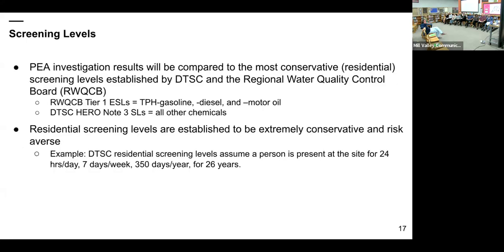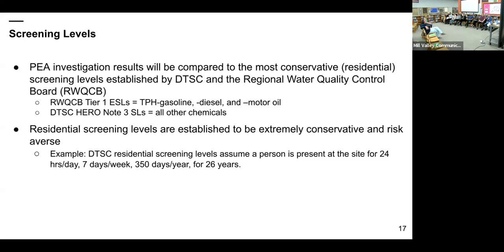And with these sampling results, the concentrations we get, these results will be compared to the most conservative screening levels that are established by DTSC and the Regional Water Quality Control Board. Because of the history of the site and the current site uses and the proposed future site uses as a school, these are the reasons why we choose the most conservative, which are residential screening levels. Even though the site isn't a residential site, the residential screening levels assume the most sensitive receptors are on site. So these are the ones that we use to compare our contamination concentrations that we get.